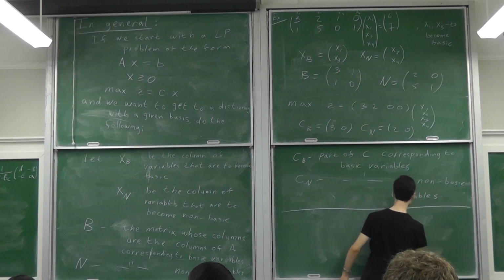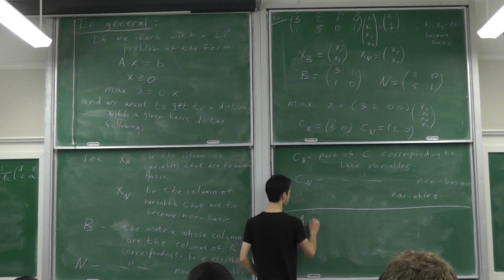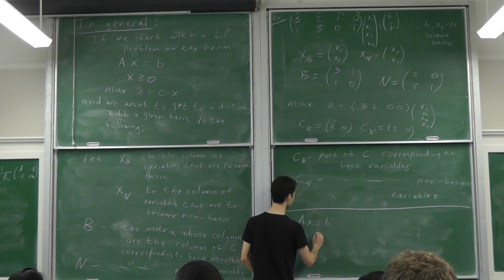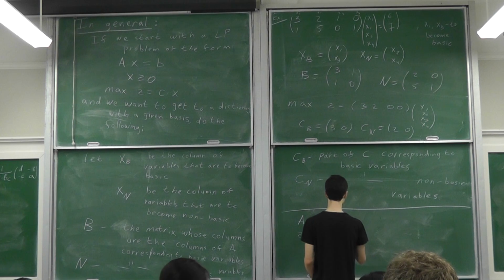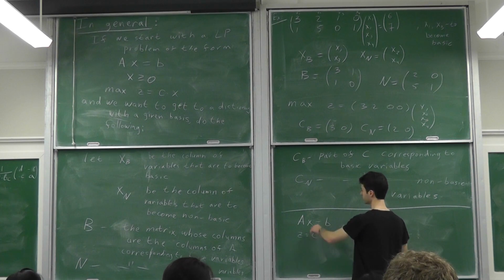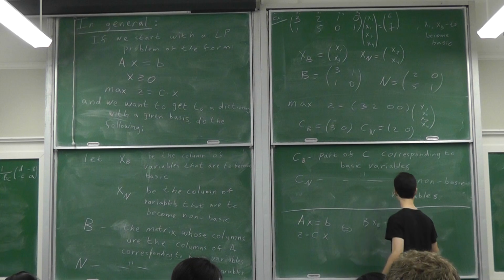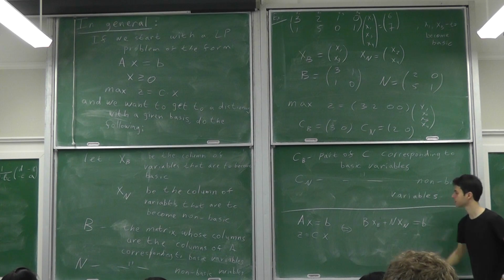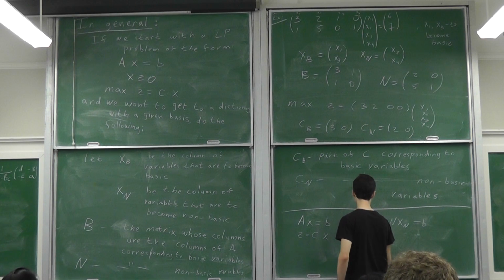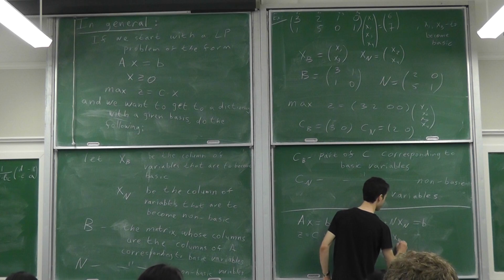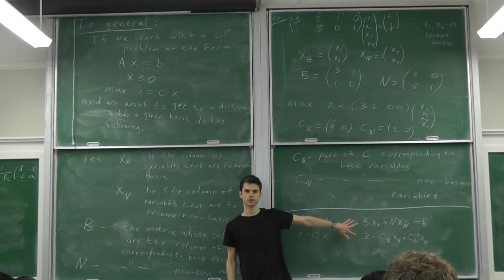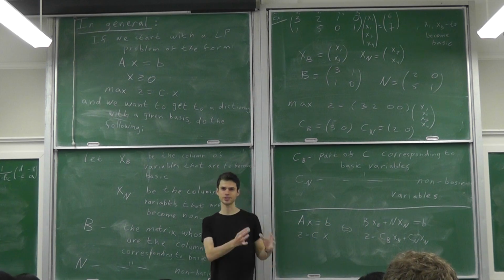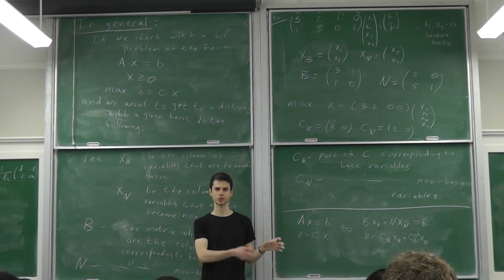Well, but now the whole trick is as follows. My original problem, AX is equal to B, and Z is equal to C times X, is in fact the following problem. I can separate X into basic part and non-basic part, and I can separate this expression, once again, into basic part and non-basic part. So here I did nothing. I just separated my variables into two groups: one which I want to make basic, the other one which I don't want to make basic.